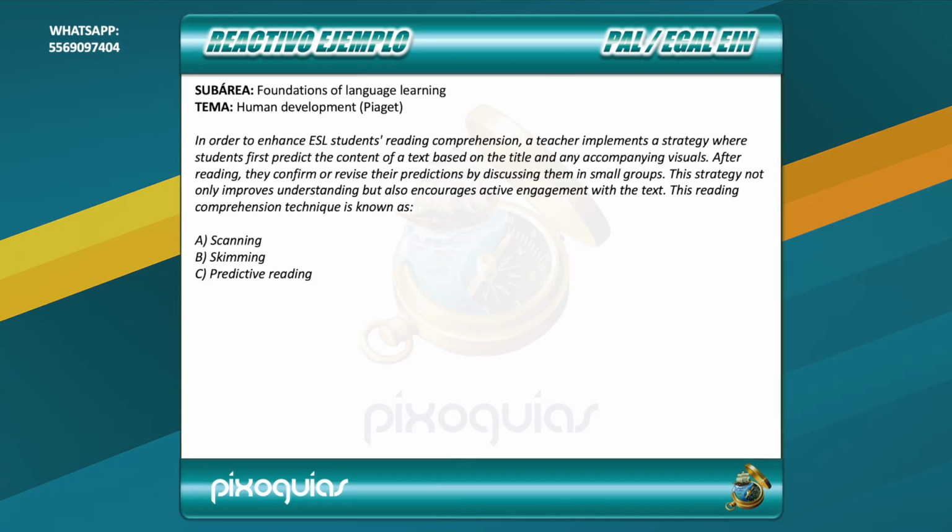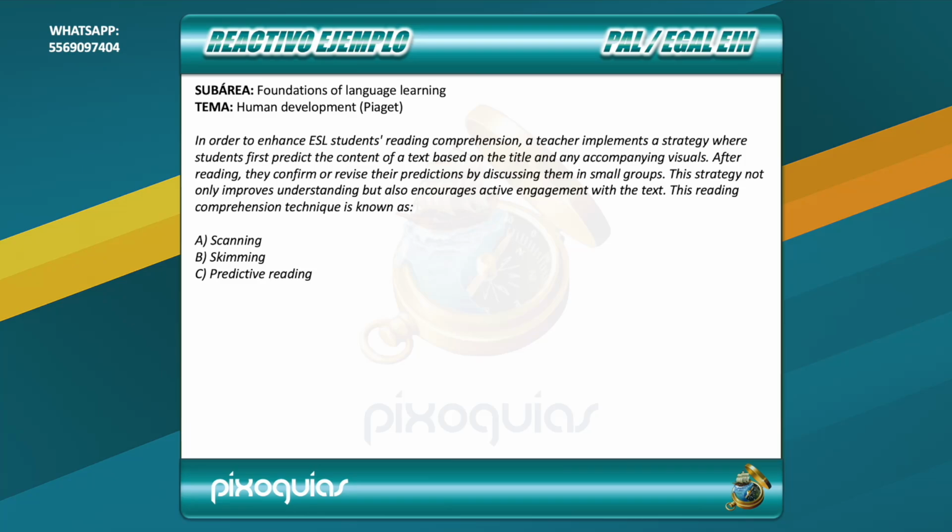Strategies to develop reading skill. In order to enhance ESL students' reading comprehension, a teacher implements a strategy where students first predict the content of the text based on the title and any accompanying visuals, and after reading, they confirm or revise their predictions by discussing them in small groups. This strategy not only improves the understanding, but also encourages active engagement with the text.